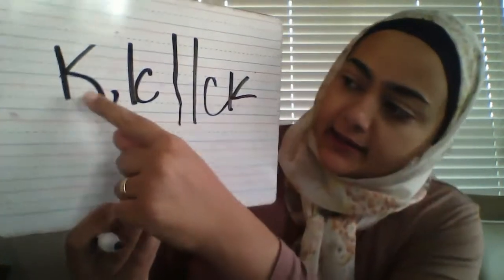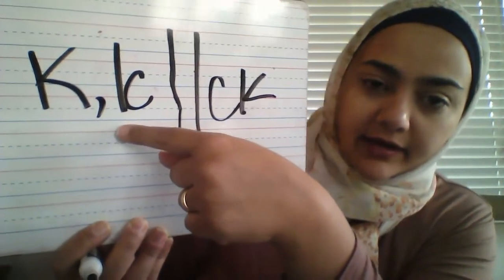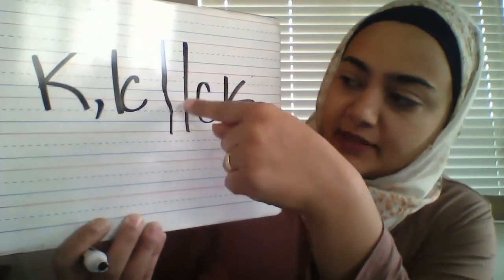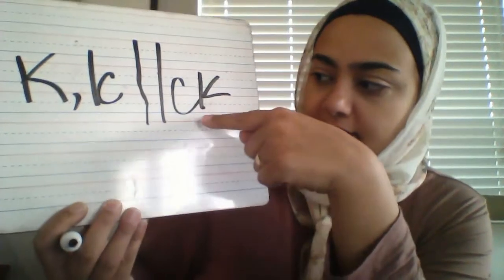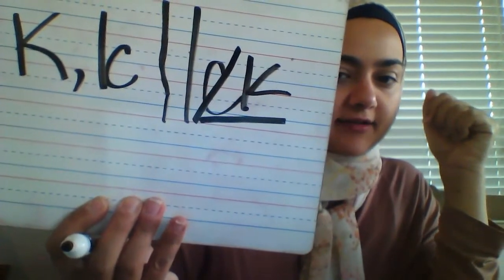There's my K, C with a back on it. And these two lines symbolize the final digraph. That means it comes in the final position. CK. Okay? And the CK, you'd underline it and then cross out that silent letter, the C. Alright, I will remind you guys, so don't worry about that.